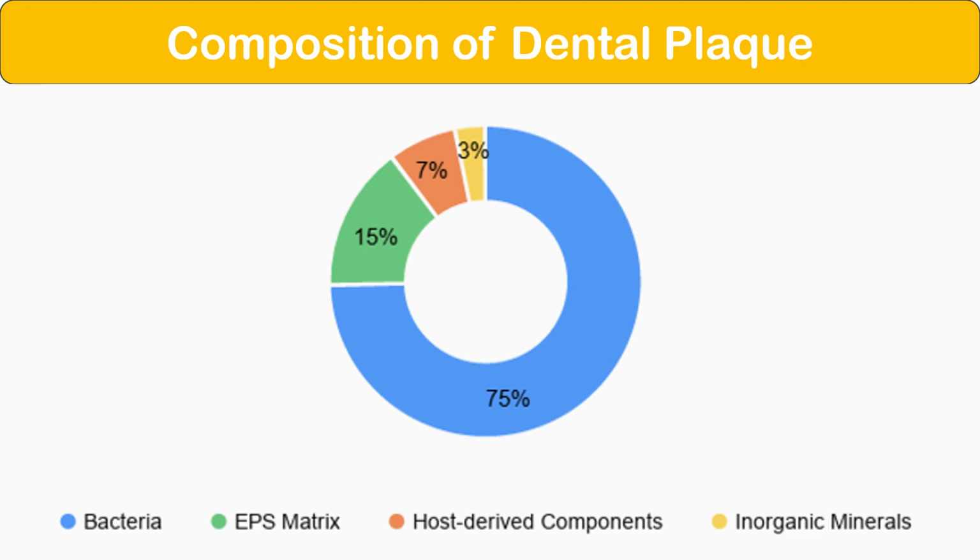Now let's understand the composition of dental plaque. Dental plaque is mainly composed of bacteria, which comprise about 75% of dental plaque. Then we have the extracellular polymeric substance matrix, which makes up 15%. Then we have host-derived components from saliva and the GCF, which make up about 7% of dental plaque. And only 3% is made up of inorganic minerals that contribute to calculus formation.